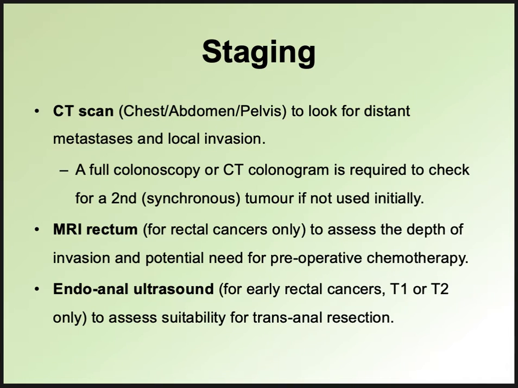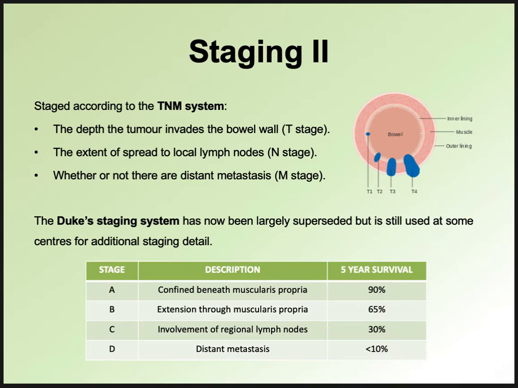For rectal tumors, an MRI rectum or an endoanal ultrasound can be used to look at the depth of invasion and also the need for either preoperative chemo or suitability for a transanal resection. Staging can be done using the TNM system. The TNM system looks at 3 factors. The T stage is the depth the tumor invades the bowel wall. The N stage is the evident extent of spread to local lymph nodes. And the M stage, which is simply a yes or no, is whether or not there are distant metastases.